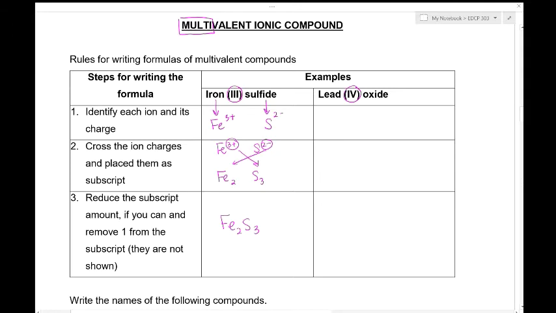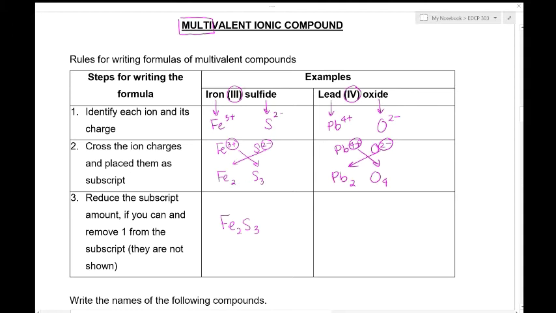Let's try another example. Here we have lead(IV) oxide. Step 1 tells us to identify each ion. So lead(IV) is Pb4+. Oxide is oxygen, so we have O2-. We're going to write them down, Pb4+ and O2-, and crisscross them like we did earlier. Then you're left with Pb2O4.